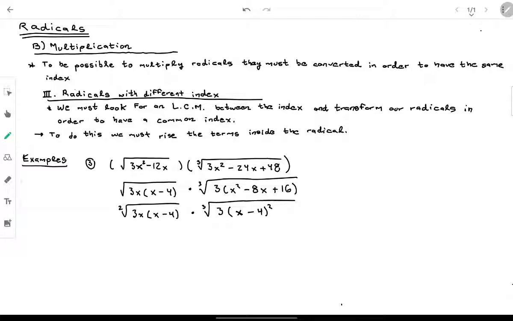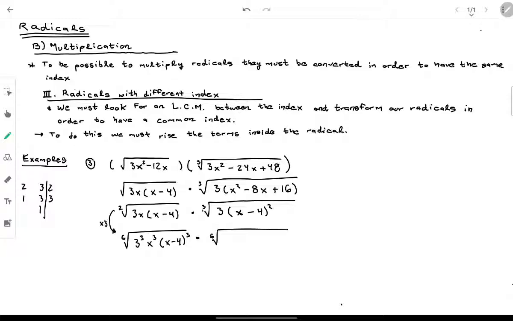So we have the index number 2 and the index number 3. So the least common multiple is going to be 6. So we need to transform to have index 6. For this one, 2 multiplied by 3 is 6. So we need to raise every term that we have there to the 3. So it's going to be 3 to the 3, x to the 3, and x minus 4 to the 3.